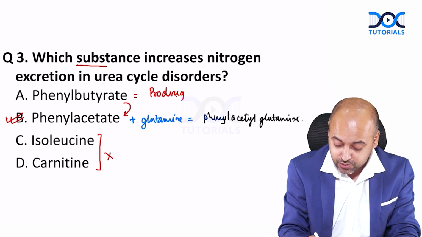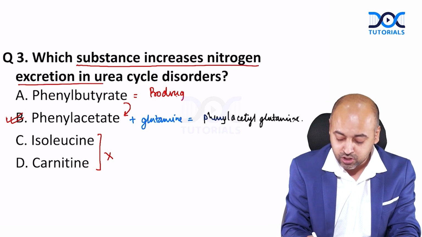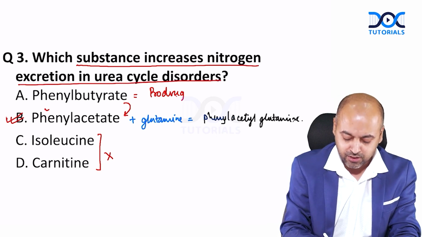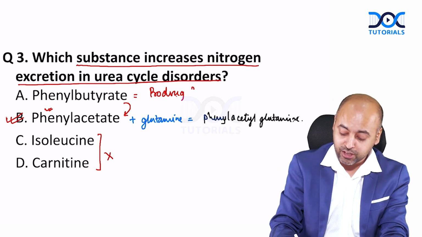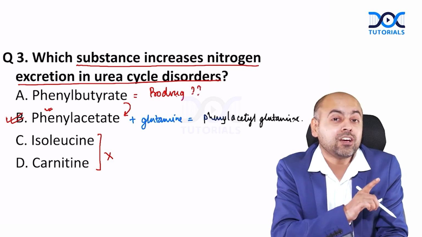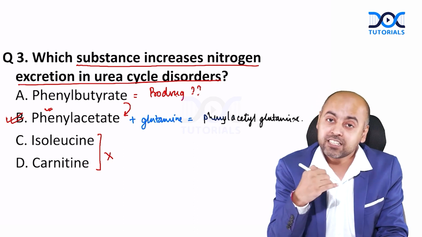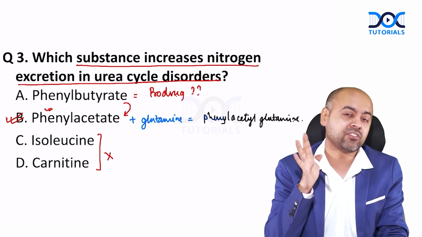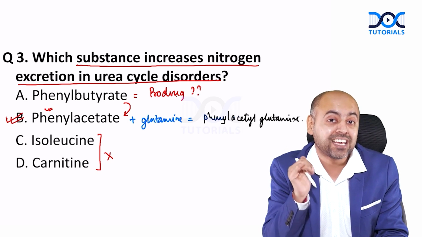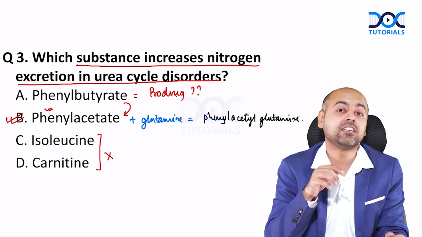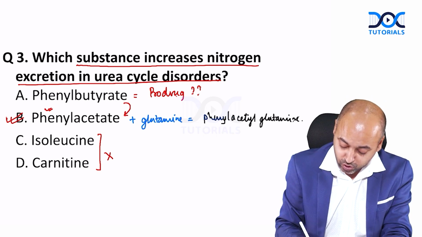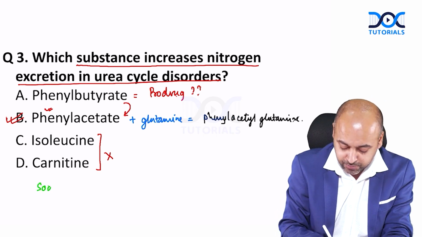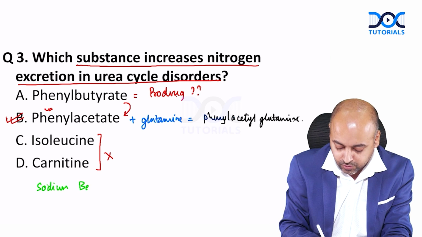So the substance which increases the nitrogen excretion in urea cycle disorders is actually the phenyl acetate and not the phenyl butyrate. Phenyl butyrate will be the prodrug. So if you get a question on the prodrug, there you can mark the phenyl butyrate. If phenyl acetate is not there in the option, then you can mark the phenyl butyrate. But if phenyl acetate is there in the option, then it is definitely the better choice that you have to select. A similar option would be the sodium benzoate.